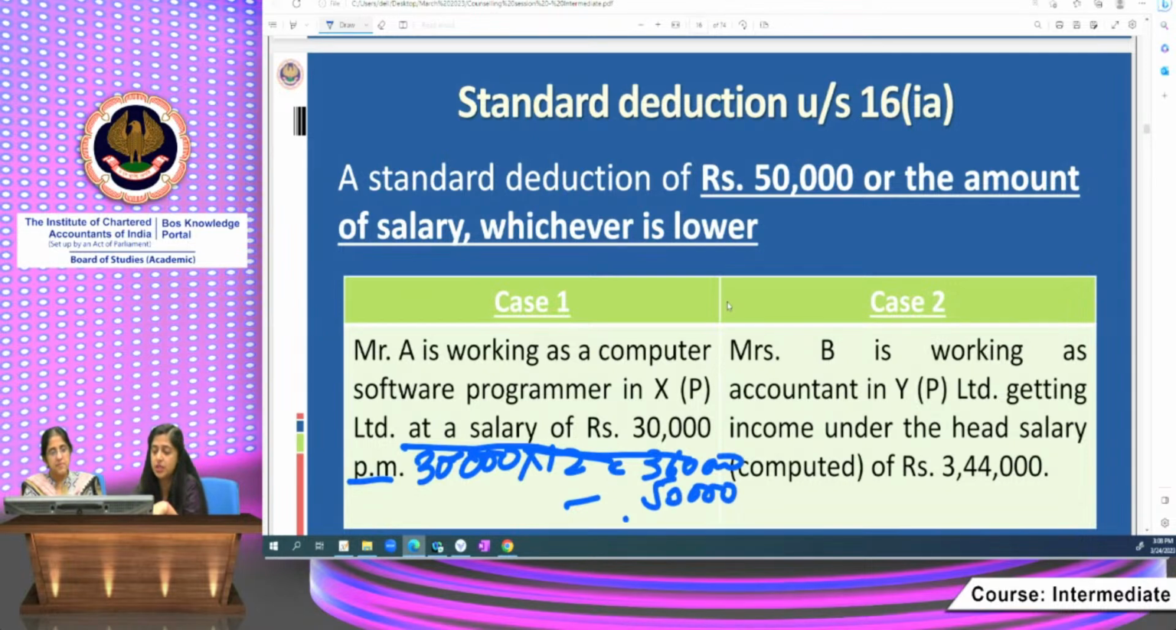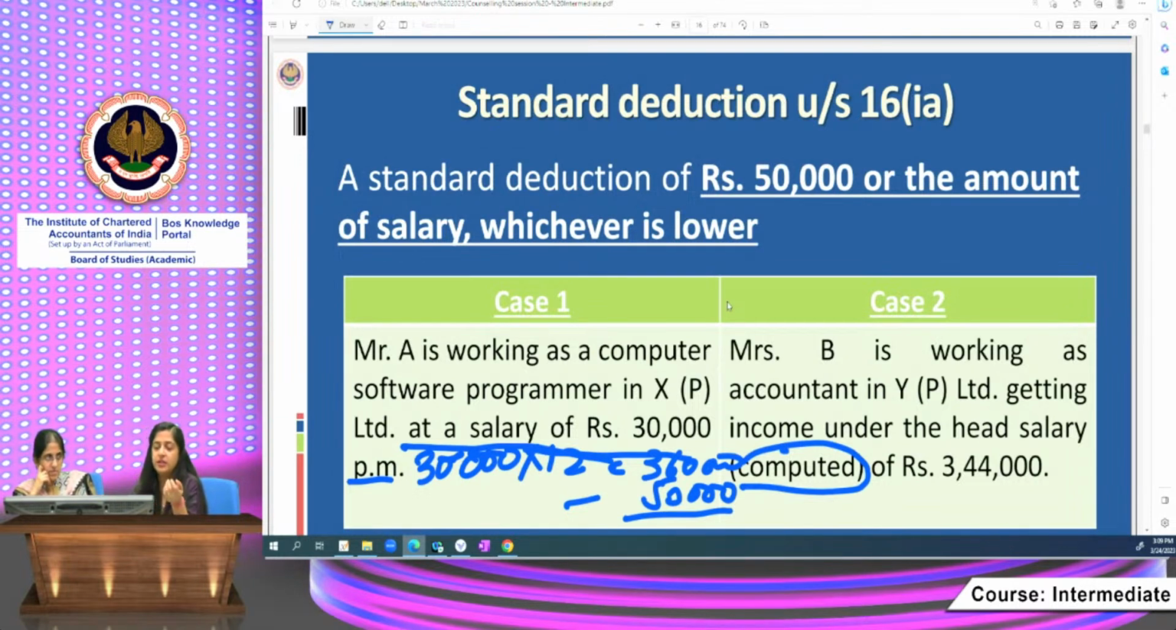But suppose in the question it is mentioned that the individual is getting income under the head salary computed, then it means that standard deduction effect has been already given and you are not supposed to give again the standard deduction of 50,000. But in this case, suppose the individual is opting for 115BAC and it is given as per the normal provisions of the act, then you have to add back 50,000, and you have to go back again for the 115BAC. So keep in mind this point.